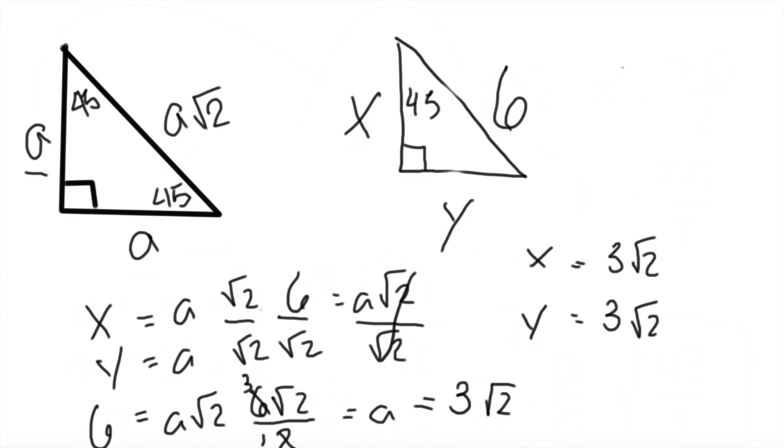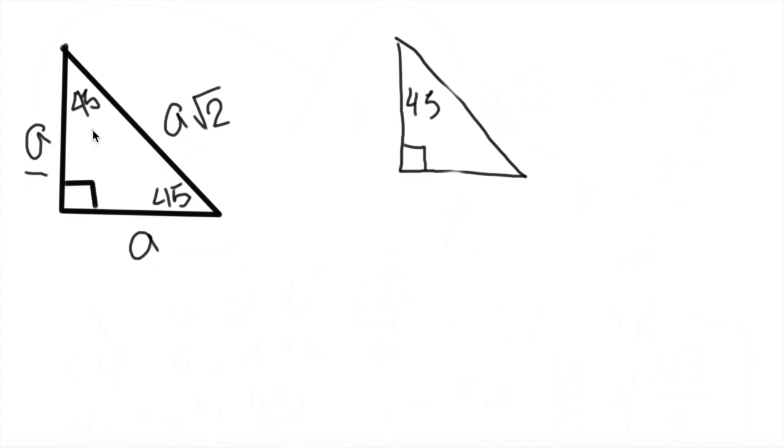I'm going to do one last practice problem. So lastly, if I give you that one side is equal to 5, can you tell me what the other side is and what the hypotenuse is?